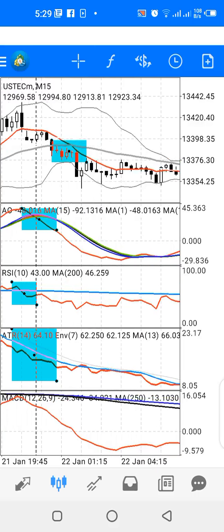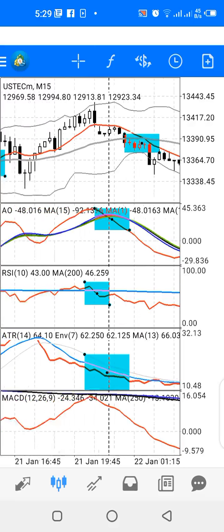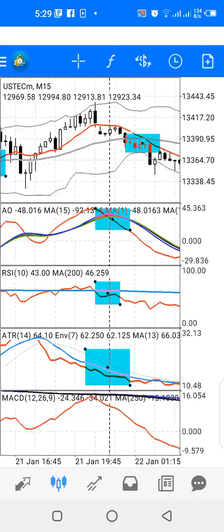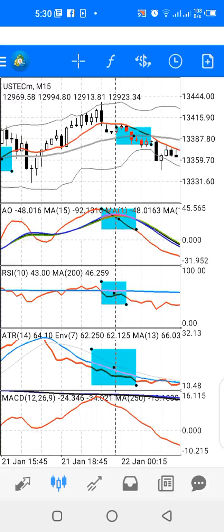Okay, so basically indicator window 3 signal does not align most of the time with what is happening on all other windows, but when it does align, it gives you almost perfect time to either buy or sell.